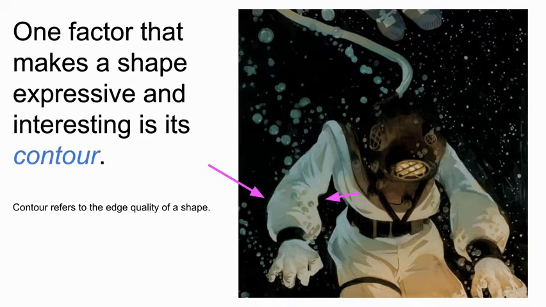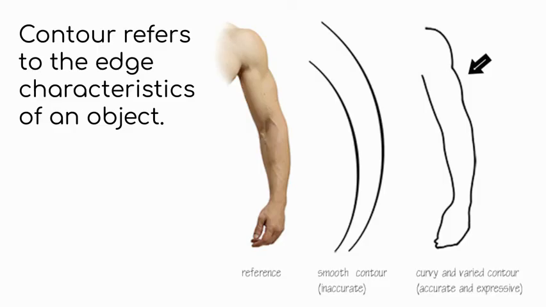If you look inside the diver, you'll see many interesting shadow shapes, which also have expressive contours. Here's another example of a smooth contour versus a curvy or more varied contour. The curvy or more varied contour will result in greater visual complexity in artwork.